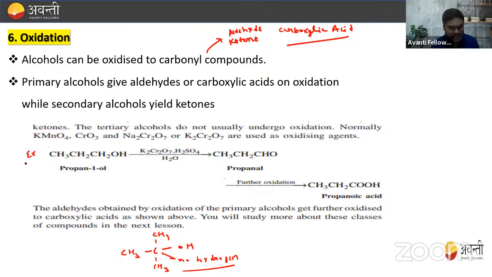Here we have an example. We have propanol. When we oxidize propanol with K2Cr2O7 and H2SO4, it will give propanal, and upon further oxidation, it will give propanoic acid. So the aldehyde obtained by oxidation of primary alcohol gets further oxidized to carboxylic acid as shown above. If you want to stop at the aldehyde level, you have to add a reagent called PCC or PDC, that is pyridinium chlorochromate and pyridinium dichromate, if you want to stop the reaction at aldehyde and ketone level.